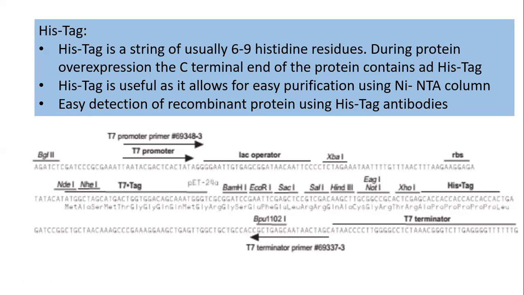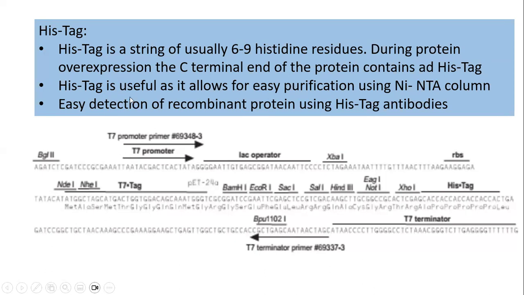So what is the purpose of using these tags? Firstly, they can be useful for easy purification using nickel affinity columns. So these columns basically can bind with the positively charged tail of the recombinant proteins, which is generated because of the presence of histidine residues. So it can be used for easy purification.